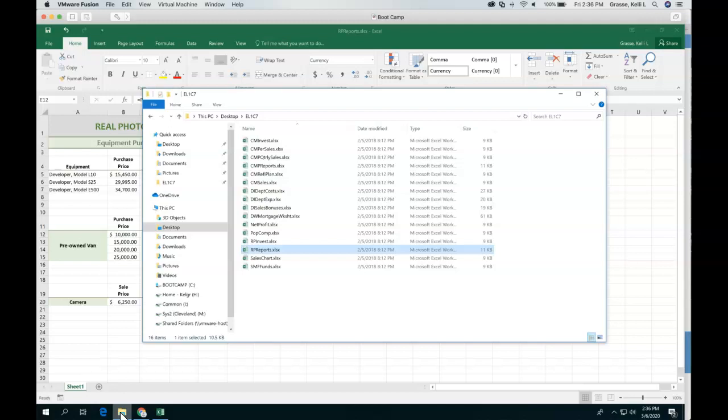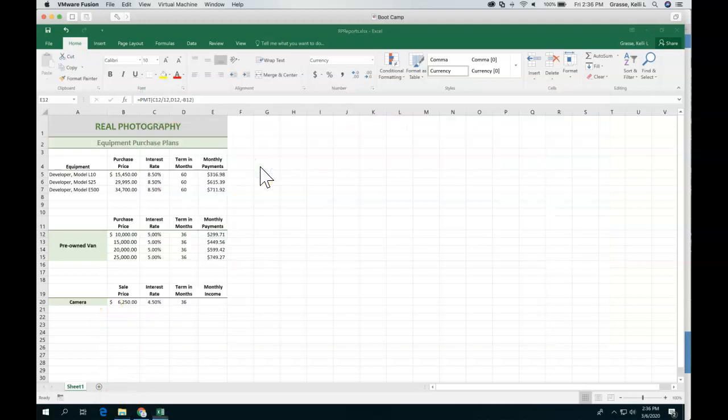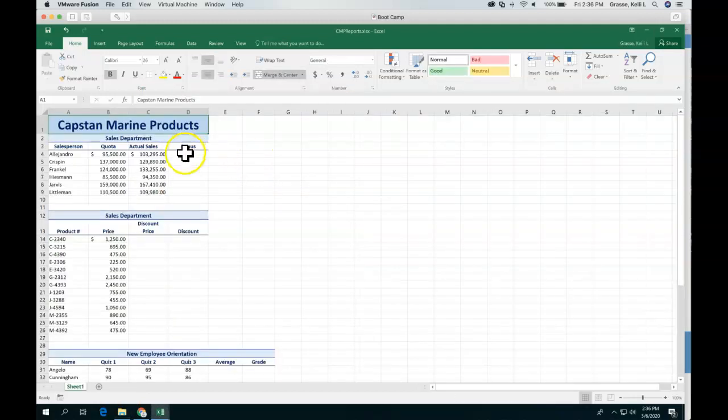So what I'd like you to do is open up the CMP reports file, CMP reports. Or you don't have to open it. I just want to go through this example with you. So if you look at this, we can look at what we have going on here.